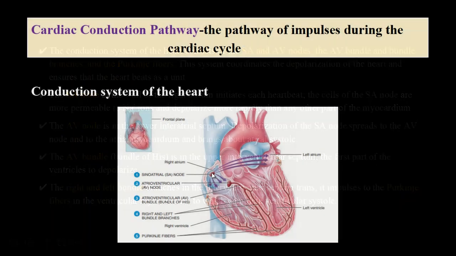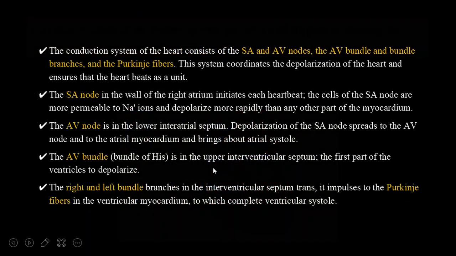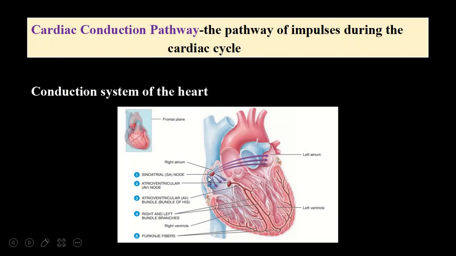So, the cells of these sinoatrial nodes will depolarize. Itong arrow, magde-depolarize, and the electrical impulse goes papunta dito sa left atrium, and then papunta dito sa atrioventricular node.